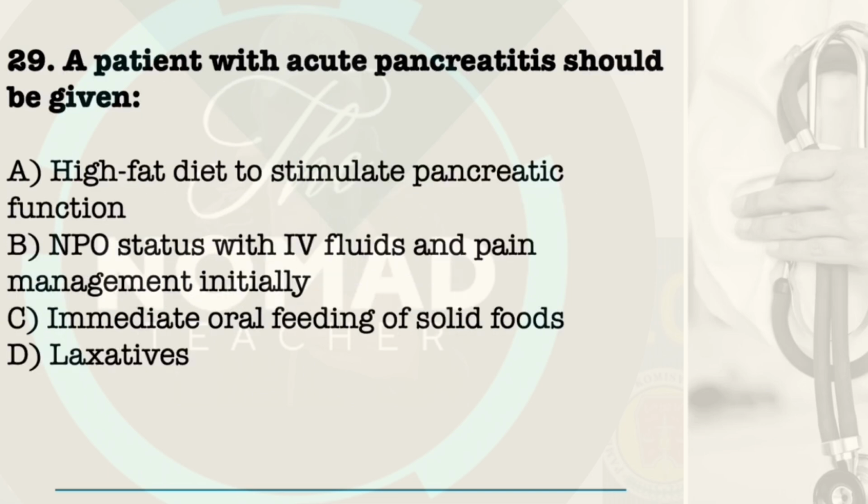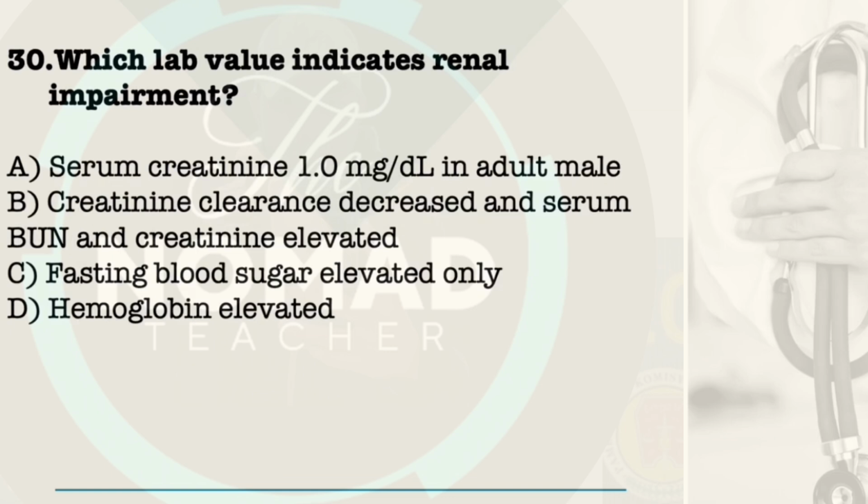29. A patient with acute pancreatitis should be given A. A high-fat diet to stimulate pancreatic function. B. NPO status with intravenous fluids and pain management initially. C. Immediate oral feeding of solid foods. D. Laxatives.